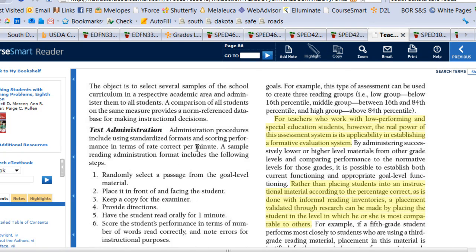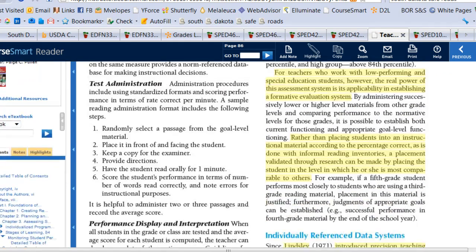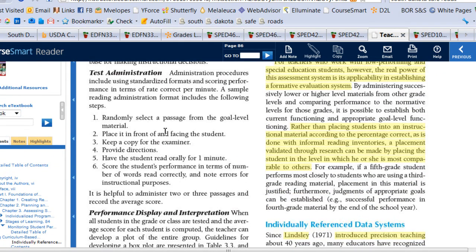And then administer that test. Once you've selected it, administer that to the student. Here's some steps that could be: select a passage of the material, place it in front of them, keep a copy for the examiner. You know how to do this from your reading instruction. It just tells you exactly how to do that, how to analyze this. You're going to have them read for a minute, and then you're going to analyze how fast they were, and note the errors for instructional purposes to see if you can see a pattern in the errors.